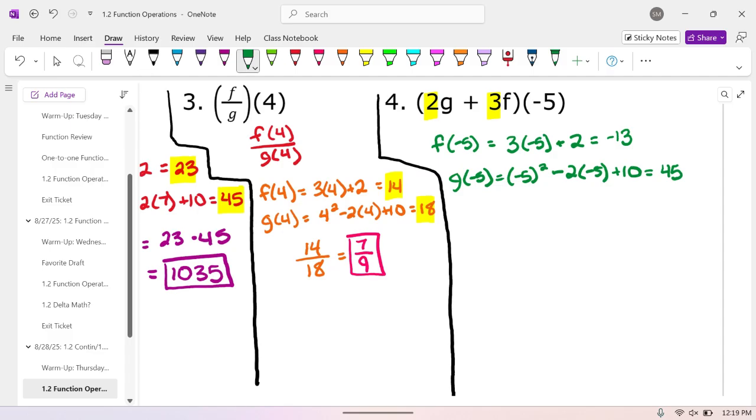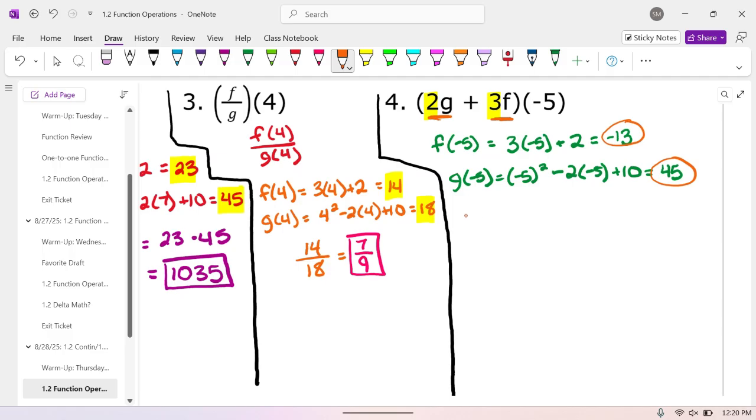All right. So just a quick check. I got -13 for f of -5 and 45 for g of -5. Is that what you guys got? Or at least in ballpark? All right. Now, we got these numbers. But we still need to account for their scalars now. So the 2 in front of the g and the 3 in front of the f. And all that means is we just got to multiply these two numbers by those respective numbers.